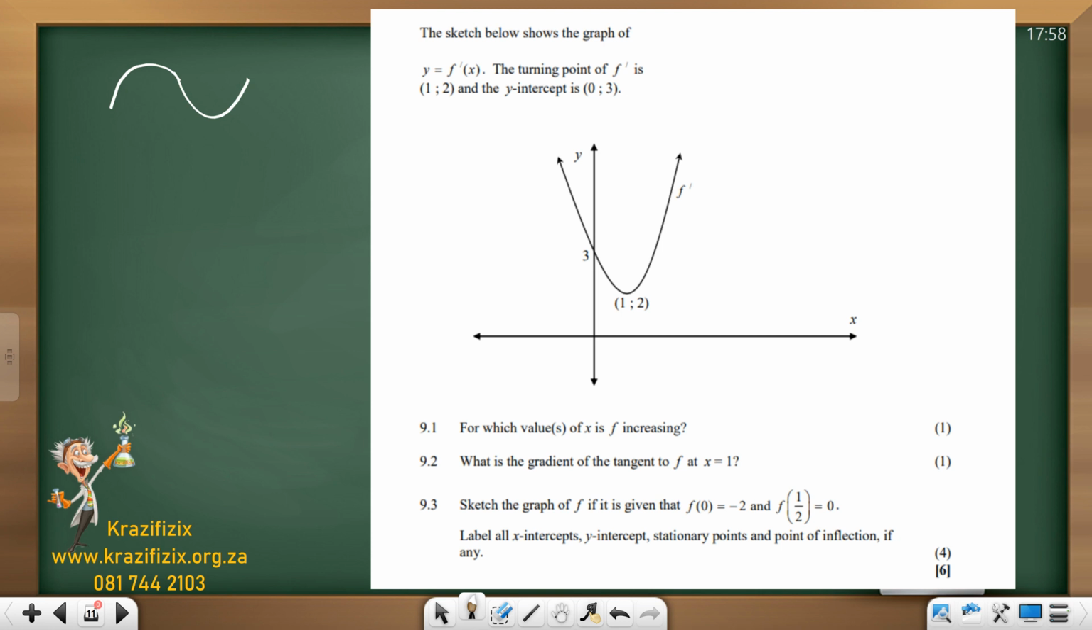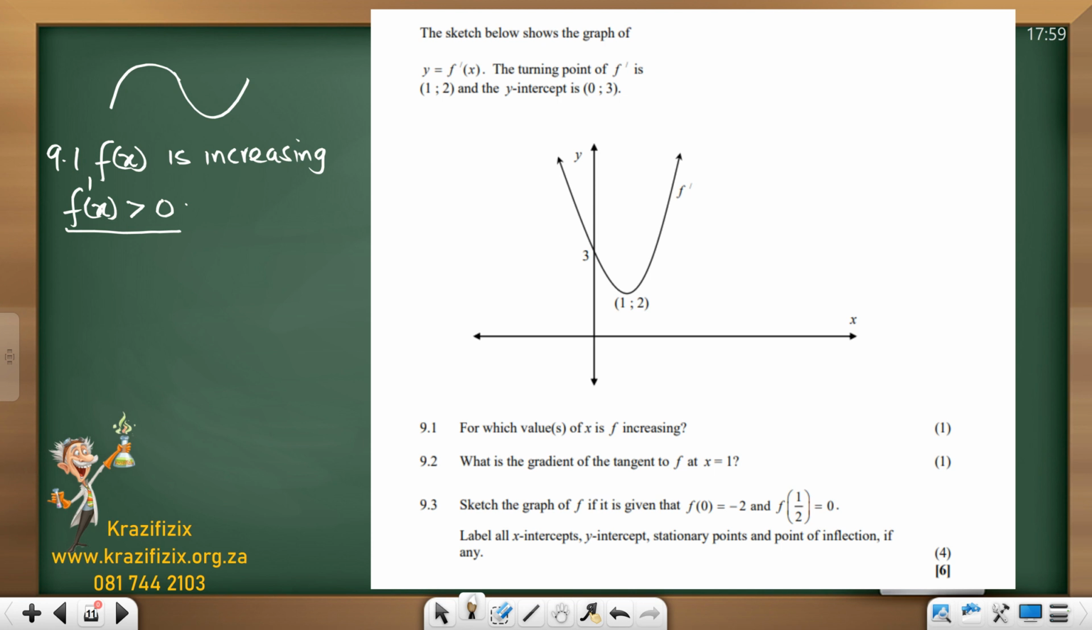All right. Now, 9.1. Please take note. F of x is increasing when f prime of x is greater than 0. Is that okay? Now, can we interpret this? It means the y value of this graph. Please, this is where it gets confusing. F prime of x is greater than 0. Look at this graph. Where is f prime of x greater than 0?